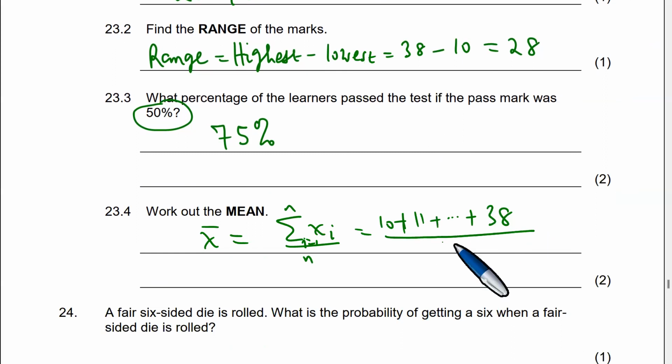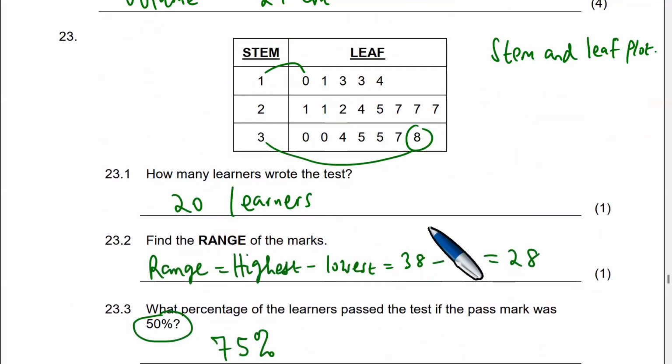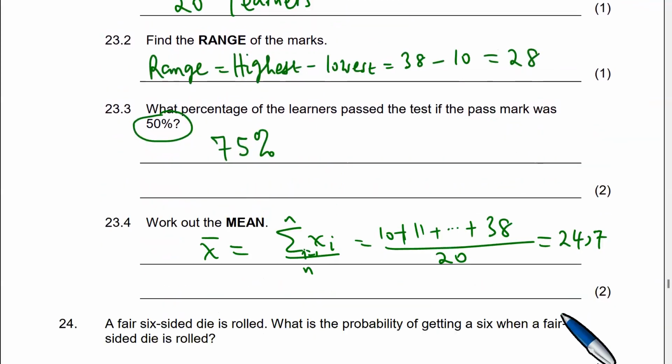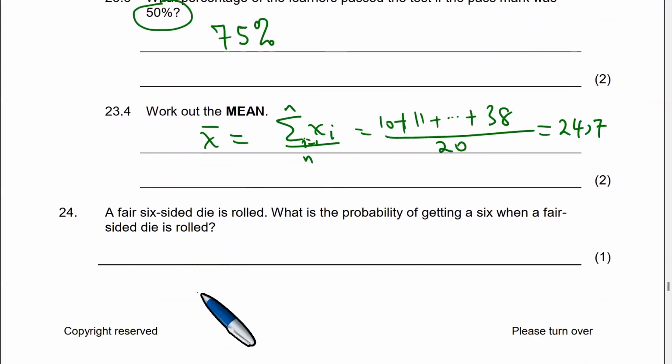Add all of them. How many are they? You counted 20 letters. Yes, sir. So if you do this, then you're going to get 24.7. You just add all these up. Okay, you get 24.7. Let's do the next one.